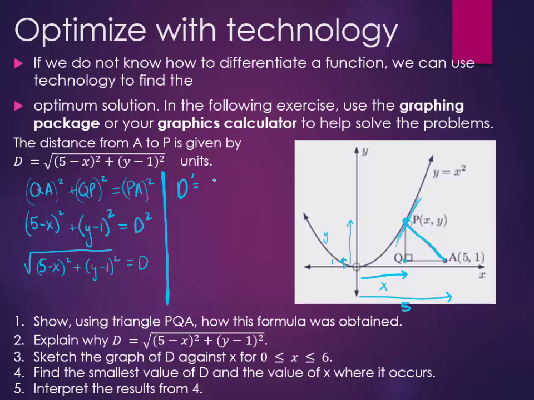So, oh, I missed this. Sketch the graph of D against X for 0 to 6. Missed that. Okay. So this is the same thing as 5 minus X squared plus Y minus 1 squared, and then we're going to have that to the 1/2. No, they wouldn't. They're not going to make you do this on an IB exam.